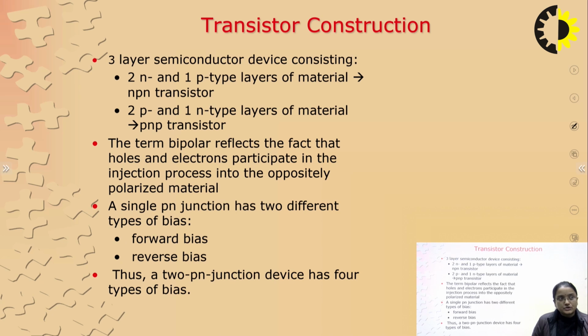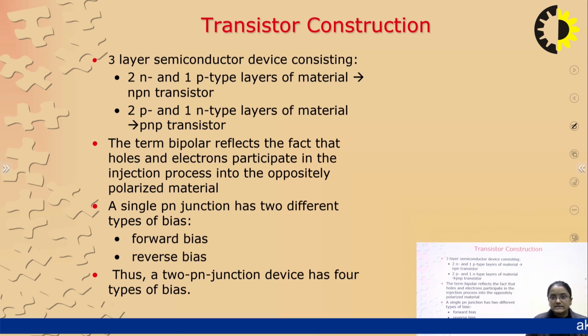Now moving on to the construction part, it is basically a 3-layer semiconductor device consisting of 2 N and 1 P type layer, resulting in an NPN transistor, or 2 P and 1 N type layer of material, resulting in a PNP transistor. The term bipolar reflects that holes and electrons participate in the injection process into the oppositely polarized material. We can further refine this to say that both electrons and holes participate in the conduction of current, that is, both contribute to the flow of current.